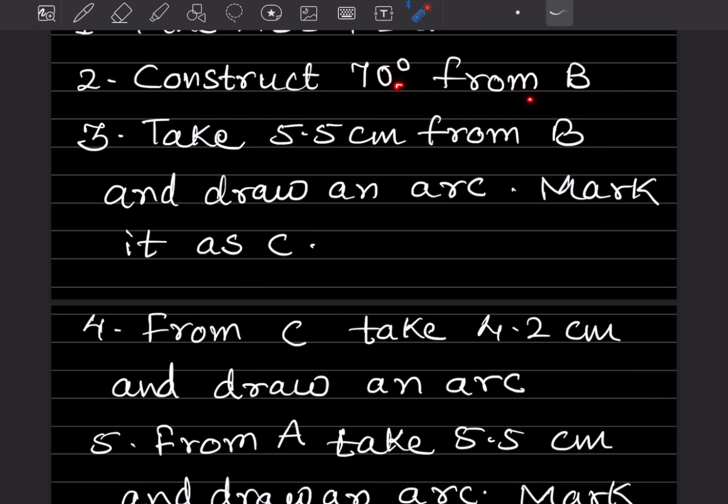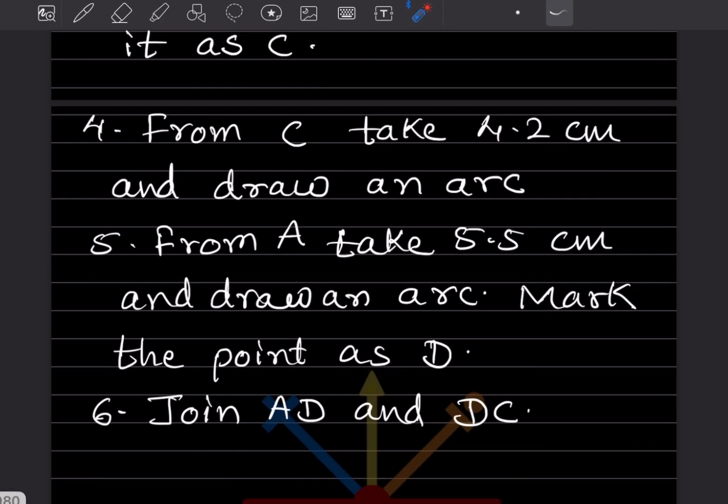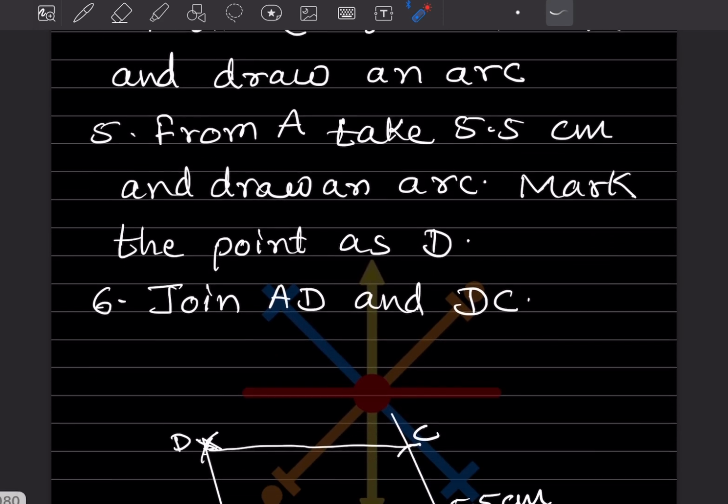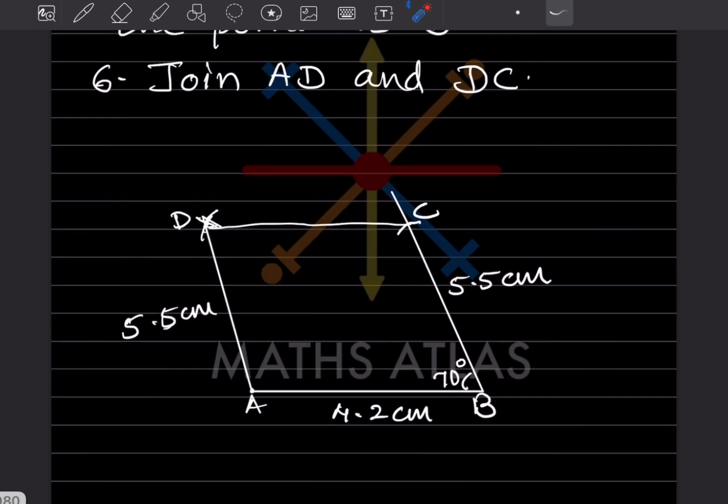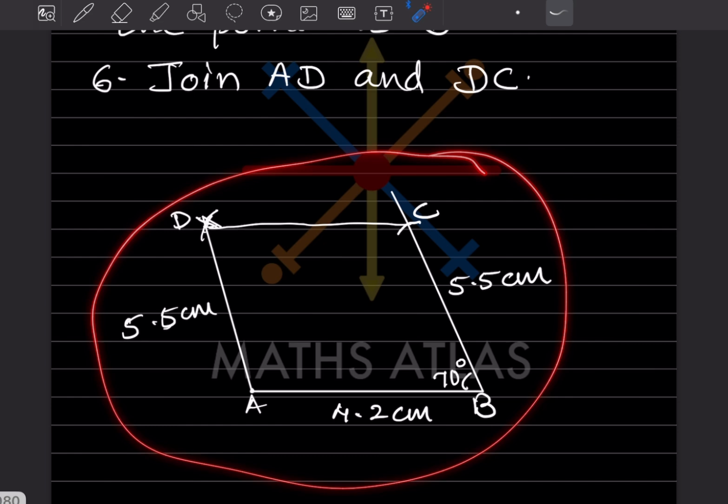Construct 70 degree from B, take 5.5 centimeter from B and draw an arc. Mark it as C. From C, take 4.2 centimeter and draw an arc. From A, take 5.5 centimeter and draw an arc and mark the point as D. Join AD and DC. So the construction should look like this.